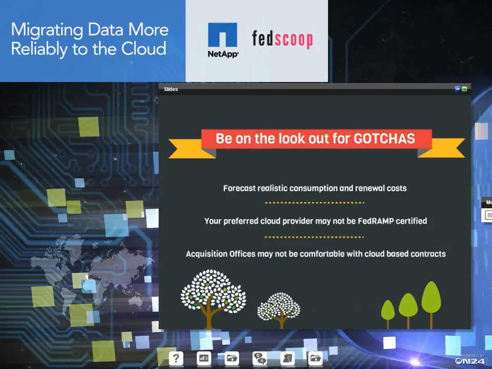Okay. So one of the last areas that I want to touch on is what I've called the gotchas. And these are not hard and fast. Everybody's going to have these issues. But I can tell you from experience, these are things that you should consider and think about a little bit.